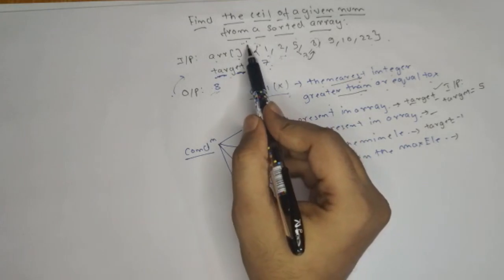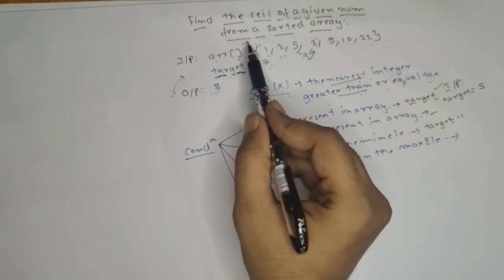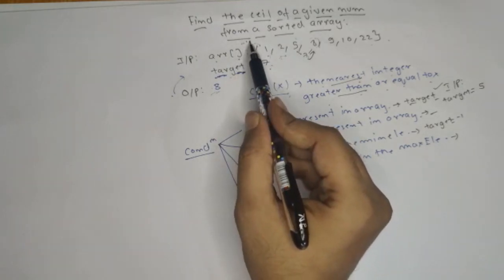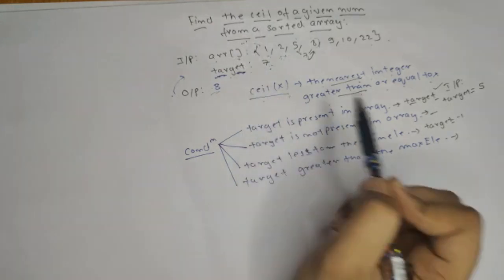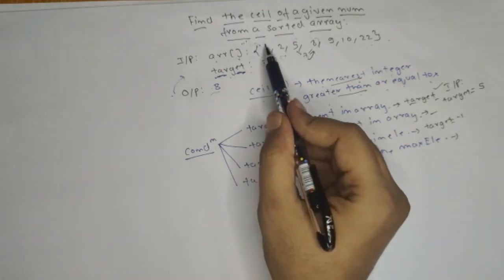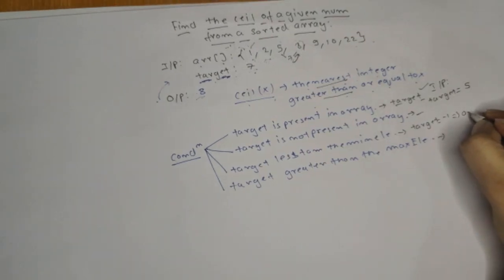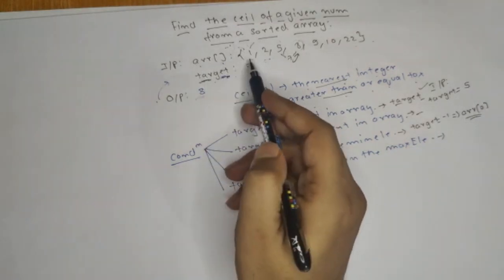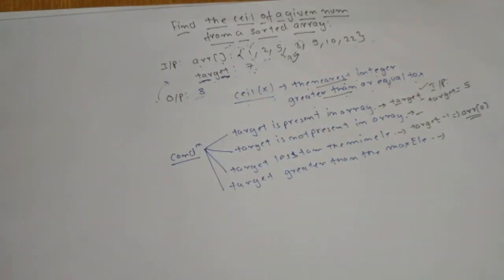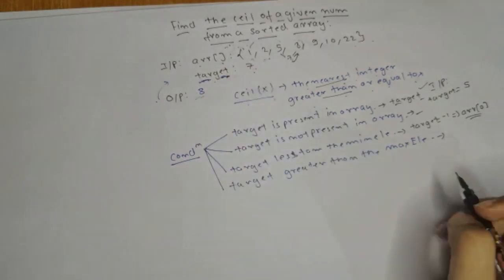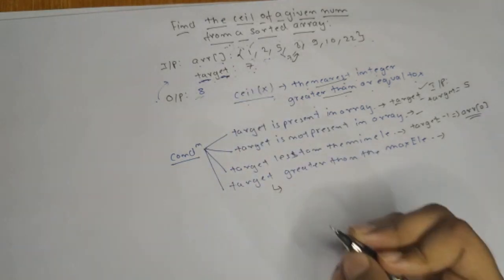Okay, then we can say that the just greatest integer which is greater than the target element, that is -1, is the first element of the array. In this case we have to return arr[0], the array's 0th index value. Okay, and this is the last case.